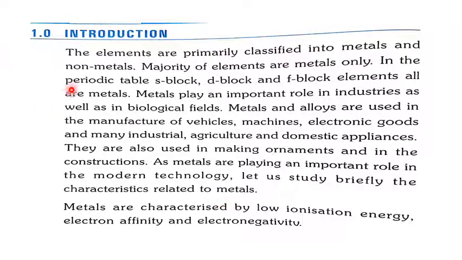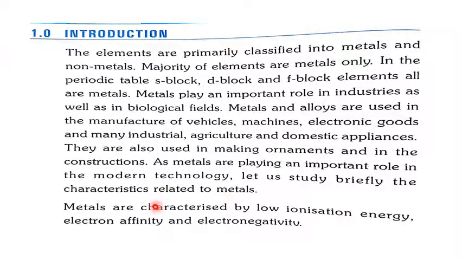Listen, the elements are primarily classified into two types: metals and non-metals. In the periodic table, elements are classified into four types: S, P, D, and F block elements. Except P block elements, the remaining S, D, F block elements are metals. Metals play an important role in industries as well as in biological fields. Metals and alloys are used in the manufacture of vehicles, machines, electronic goods, and many industrial, agricultural, and domestic appliances. They are also used in making ornaments and in construction. As metals play an important role in modern technology, let us study briefly the characteristics related to metals.